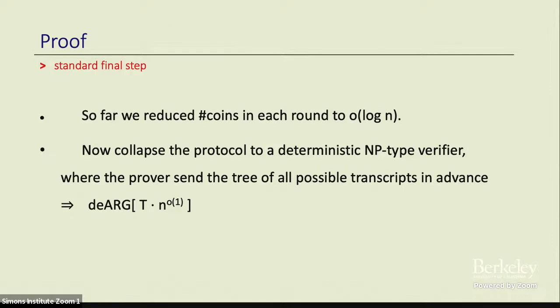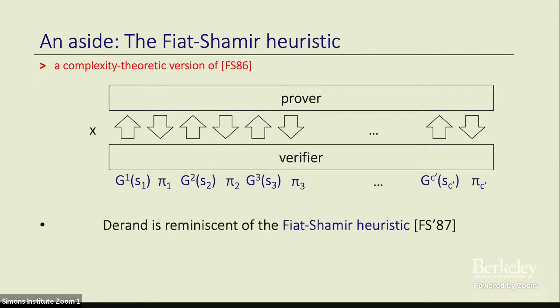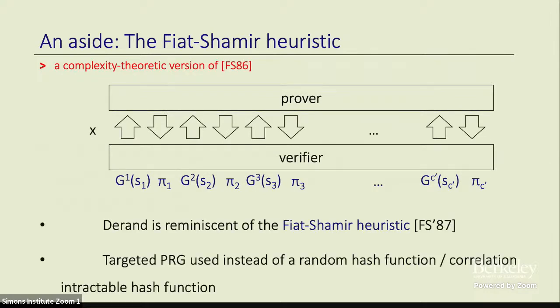If you can somehow use correlated randomness per round, then actually you can make it work for more than constant rounds. But here the analysis seems to really require all the randomness per round to be independent. But as I said before, this is somewhat similar to the Fiat-Shamir heuristic, where instead of a random hash function, you use a correlation intractable hash function, you use a targeted PRG.